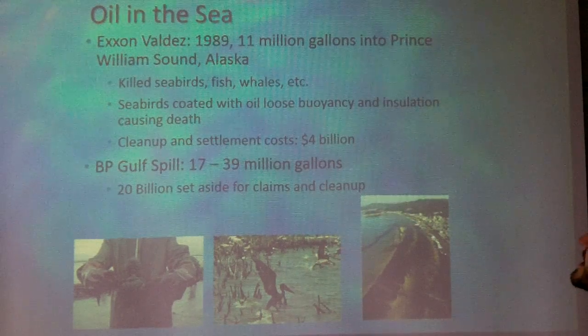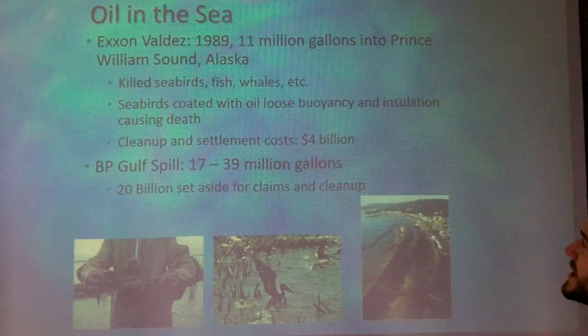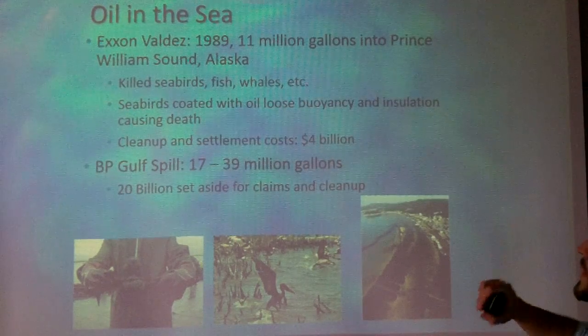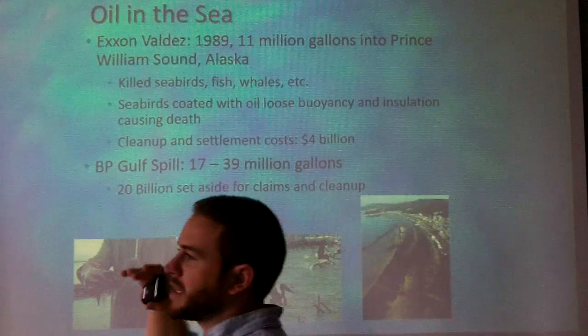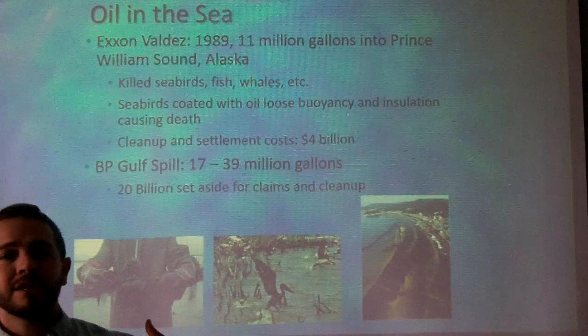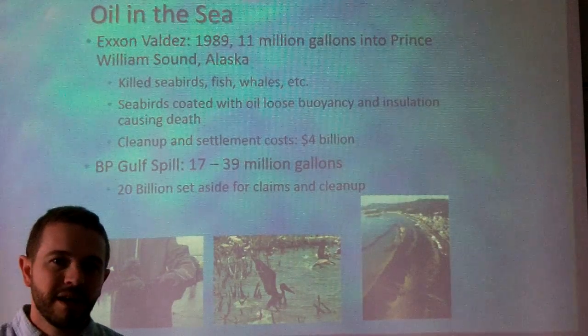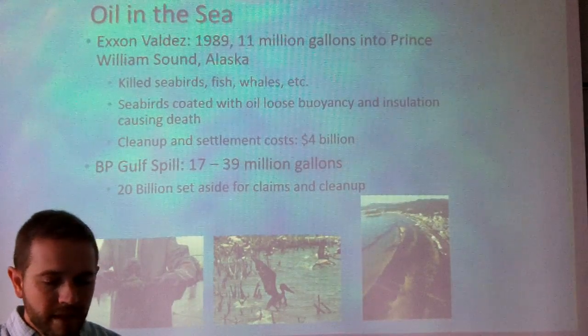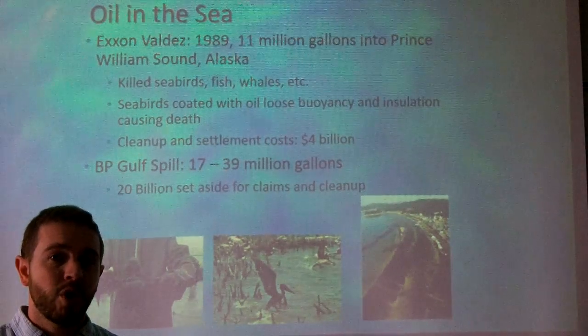Oil in the sea. The Exxon Valdez, 1989, spilled 11 million gallons into Prince William Sound in Alaska, killed fish, seabirds, whales. They were coated with oil. The birds lose the ability to float, their buoyancy, but they also lose the ability to thermoregulate, right?